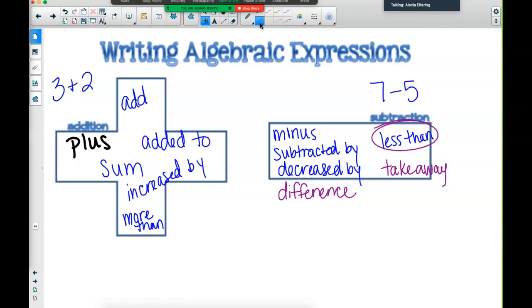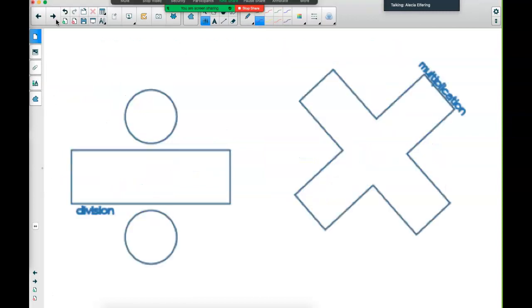The next ones are multiplying and dividing. Let's start with multiplying. There's more for multiplying than there is dividing. What words could we use for multiply? Multiply, or multiply by. I'm going to put multiply by. So if the problem was 7 multiplied by 3. Okay, go ahead, Brady. Times.